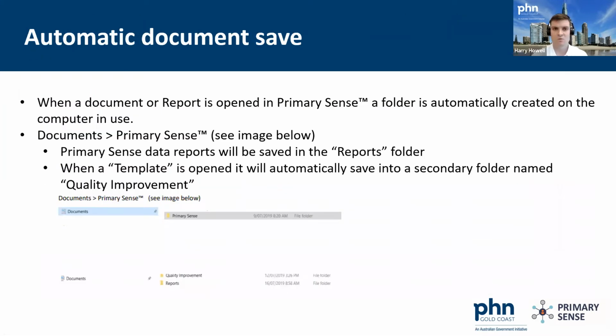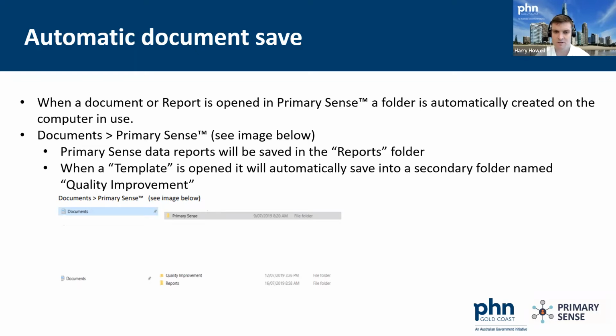And just a reminder, when a document or report is opened in Primary Sense, a folder is automatically created on the computer in use. If the end user at their practice clicks on Documents and then Primary Sense folder, as you can see here, and then double clicks on the Primary Sense folder, they'll see there are two folders. One, Quality Improvement, and the second folder is Reports.